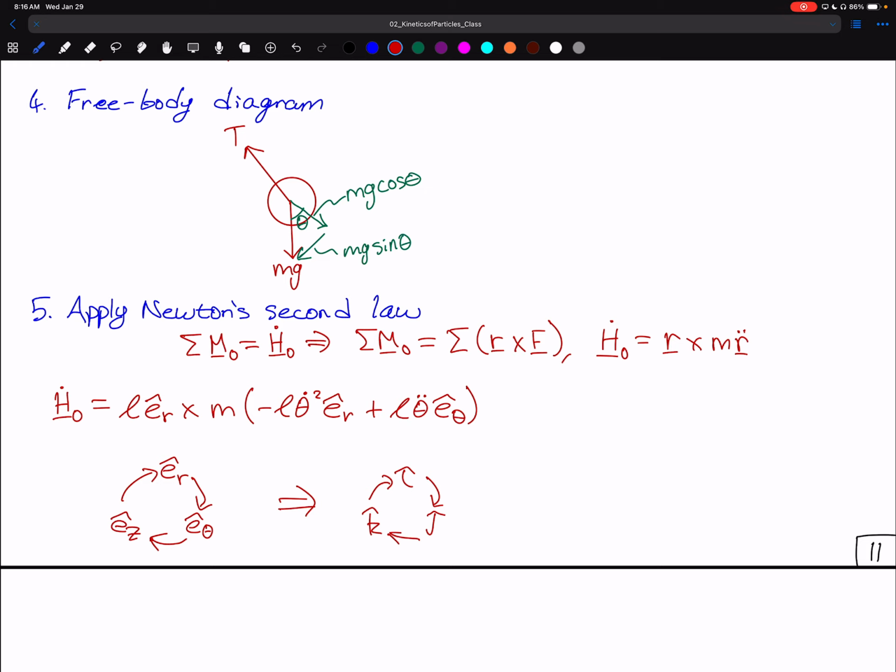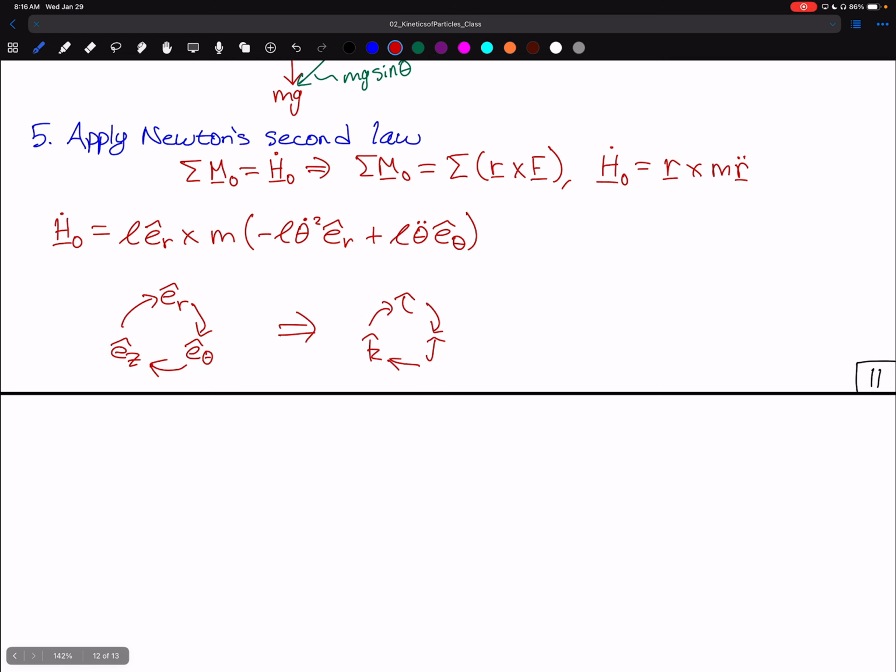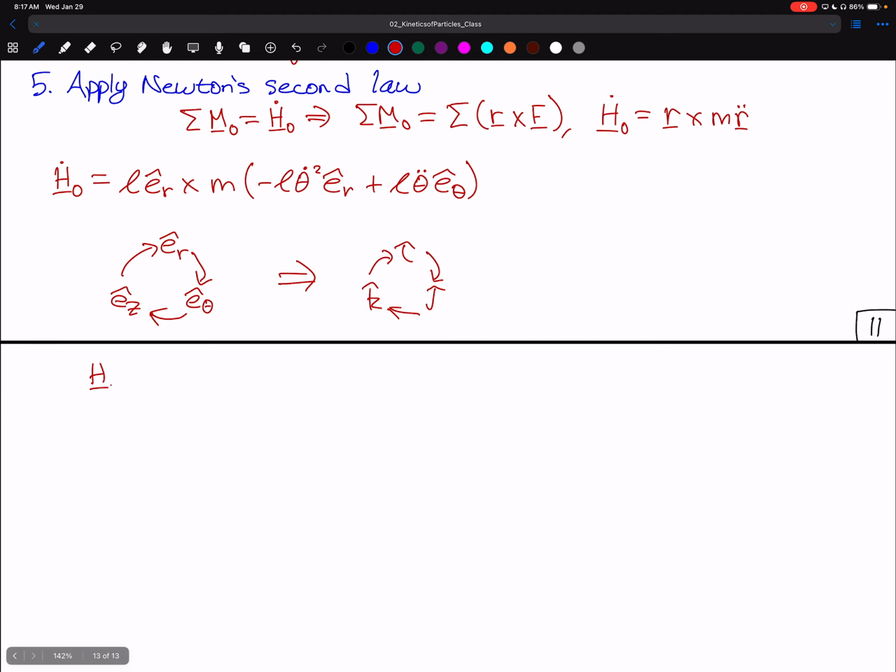Okay, so we have first e hat r crossed with e hat r. That is going to be 0 by definition of the cross product, so we won't have any term from that. And then we have e hat r crossed with e hat theta. That will give us a positive e hat z. And so we'll find here that the rate of change of the angular momentum is going to be equal to m L squared theta double dot, and this will be in the e hat z direction.